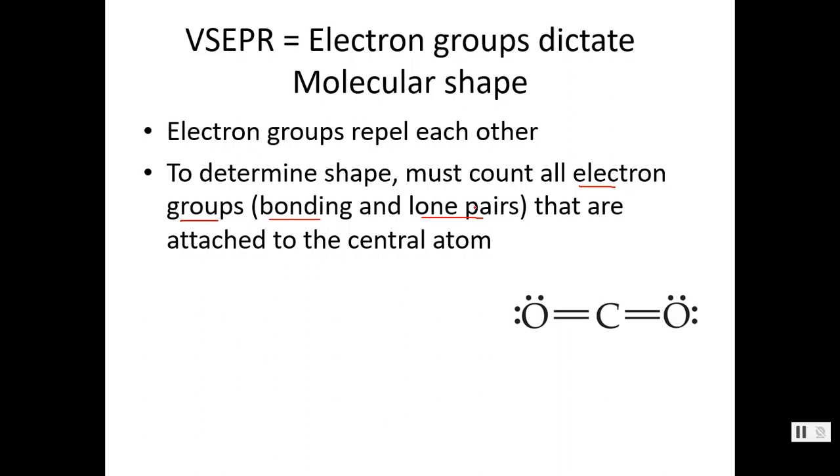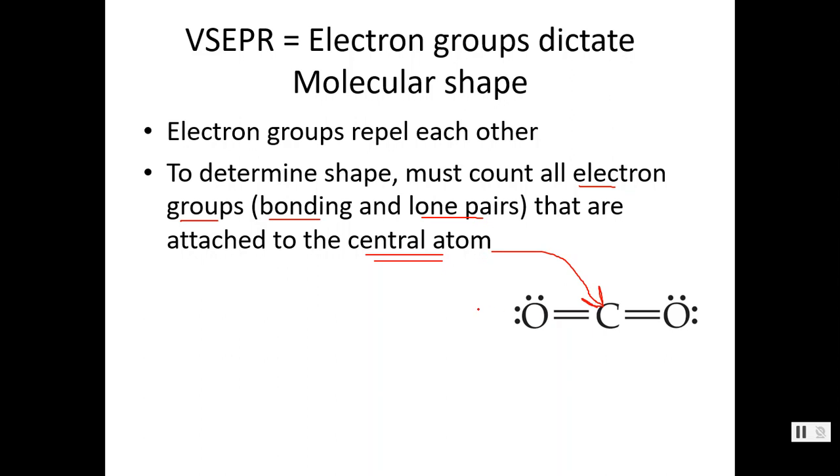And once we know how many electron groups, bonded and lone pairs, are on the central atom, then we can say something about the shape of that molecule. So, for example, let's look at carbon dioxide. Here is the Lewis dot structure for CO2. If I want to know something about the shape of that molecule, I need to know something about the electron groups, bonding and lone pairs, that are attached to the central atom, which in this case is carbon.